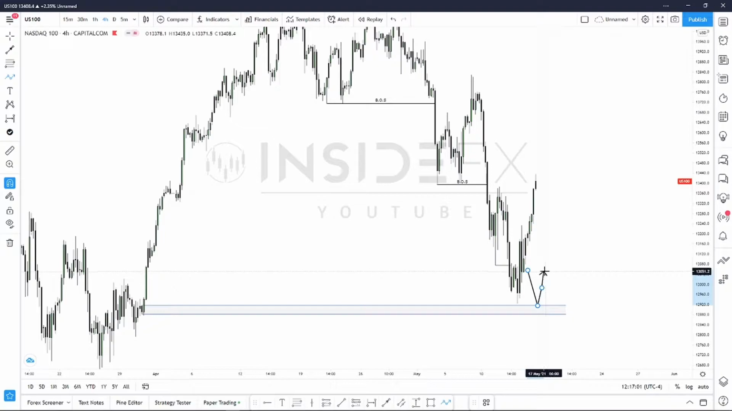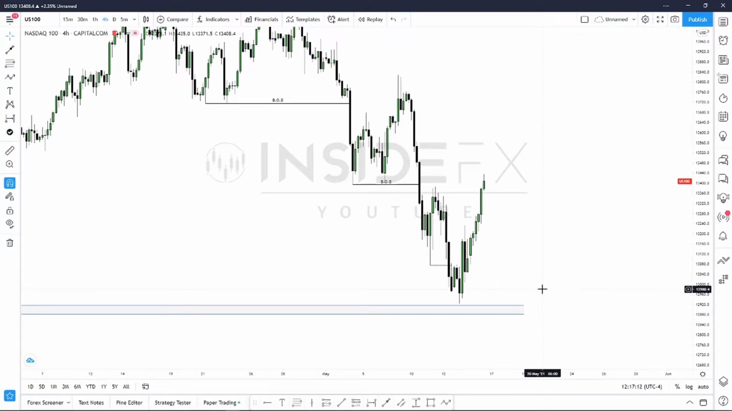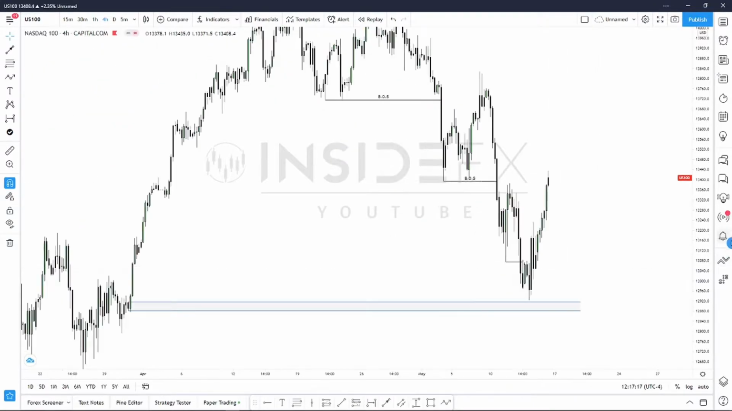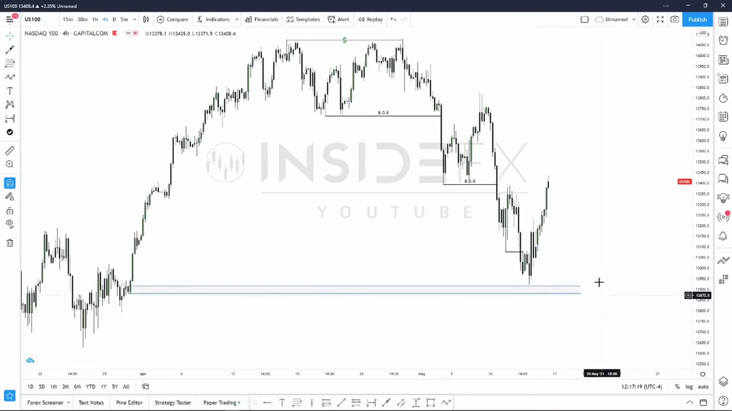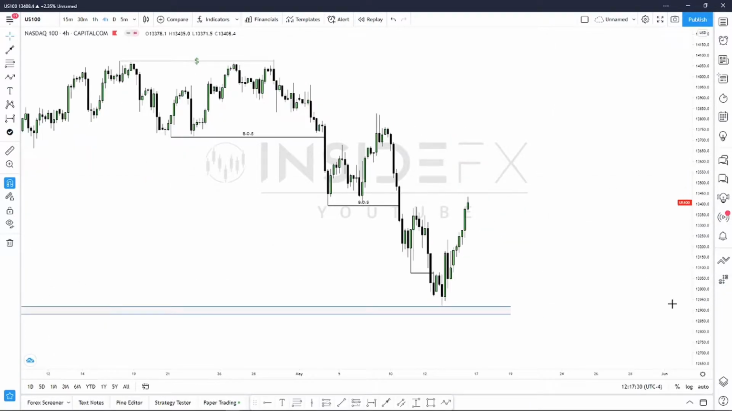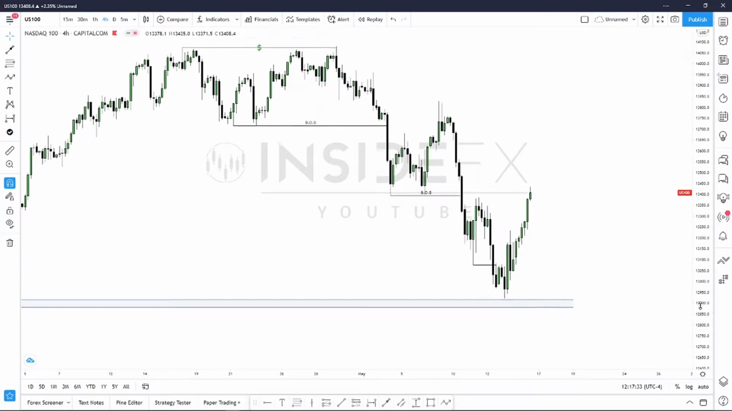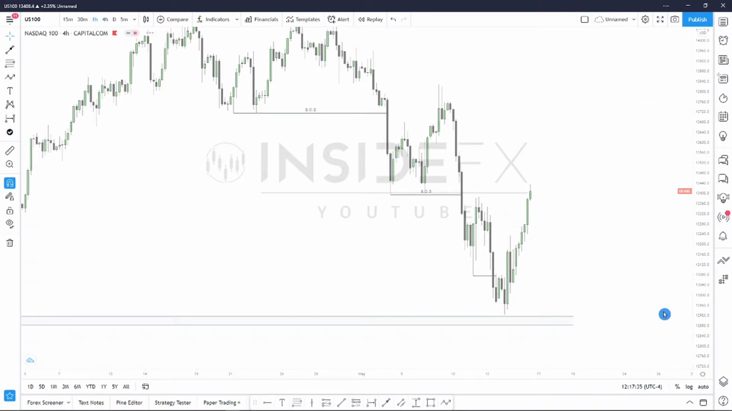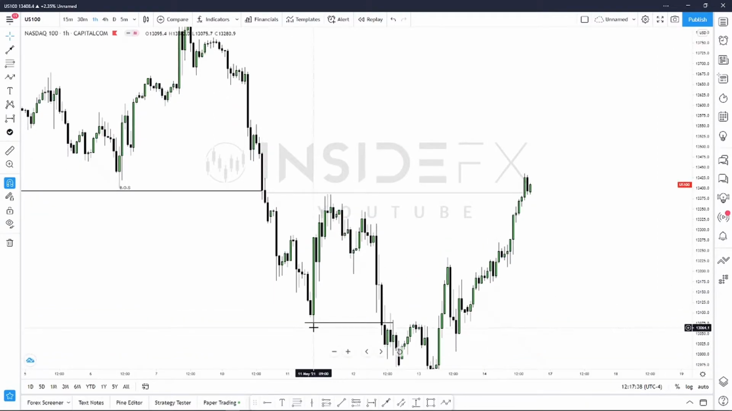You can see that price hit that level and then showed respect towards the upside. It's always good to wait for price to show you what it wants to do, instead of just setting an order in this demand zone hoping that price hits it and moves in your favor. It's always good to wait for price to show you confirmation before you enter a trade.